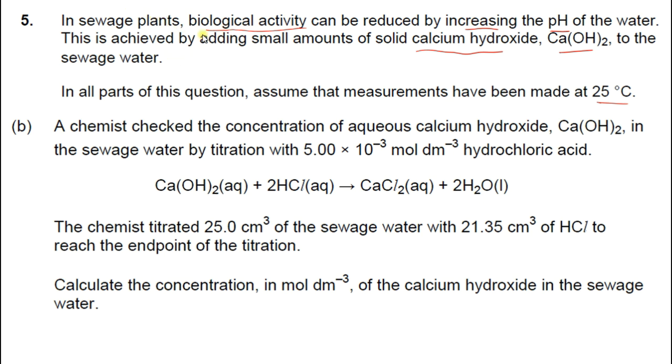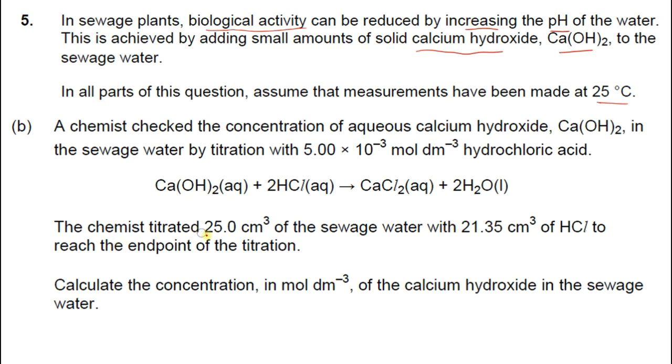Okay, so some biological activity can be reduced by increasing the pH, making it alkaline by adding calcium hydroxide solution to the sewage water. In all parts of this question, assume that the temperature is 25. A chemist checked the concentration of aqueous calcium hydroxide in the sewage water by titrating with this concentration of hydrochloric acid, right? That's the equation.